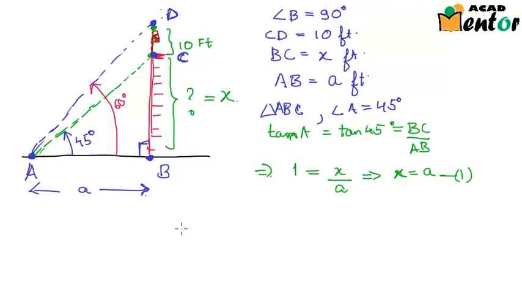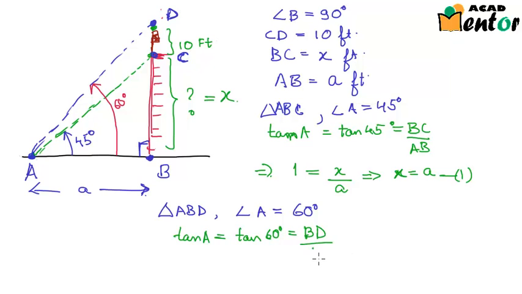Now let's look at triangle ABD. In triangle ABD, angle A is 60 degrees and not 45 degrees. Now this is the bigger angle that we are considering for triangle ABD. In triangle ABD, we can write tan of angle A is equal to tan 60 degrees, that is equal to BD by AB. Now if we look carefully here, BD is nothing but BC plus CD, over AB.